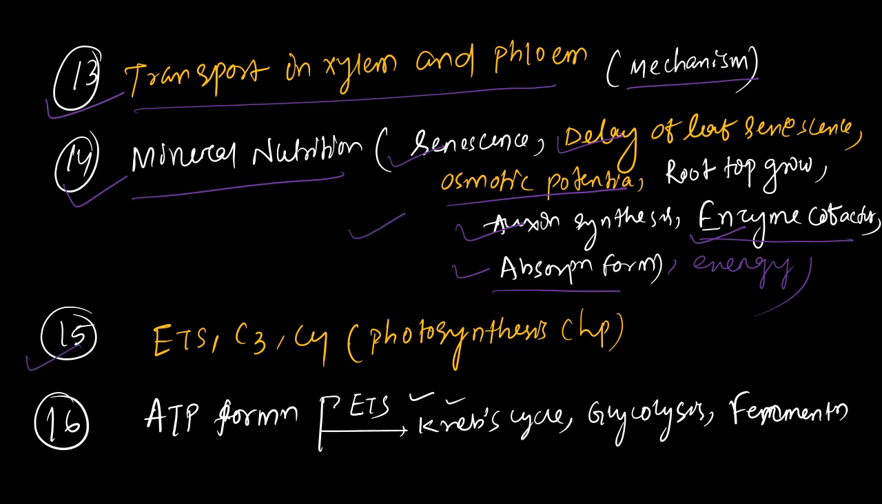Next, ETS, C3 and C4, the topics in the photosynthesis chapter. Electron transport system, C3 and C4, which are present in mesophyll cells, and which plants perform as C4. All these are important. 16th, that is formation of ATP during electron transport chain and Krebs cycle, glycolysis, fermentation. The formation of ATP is one of the most important.